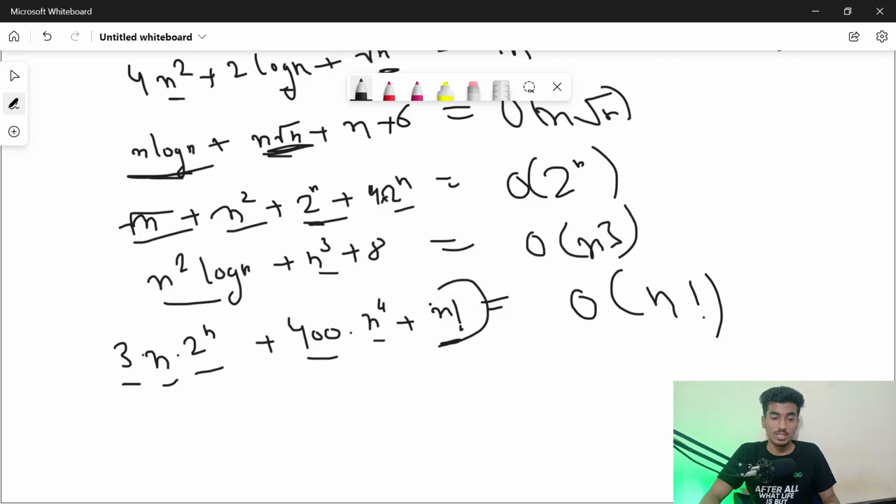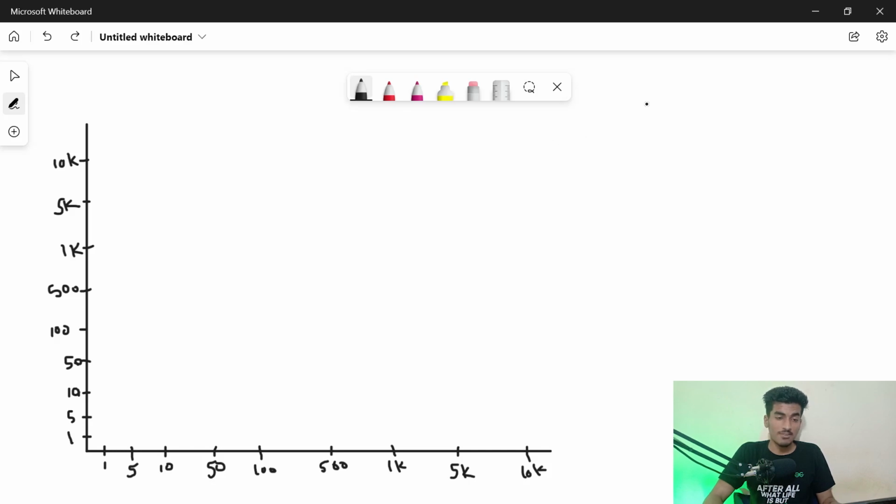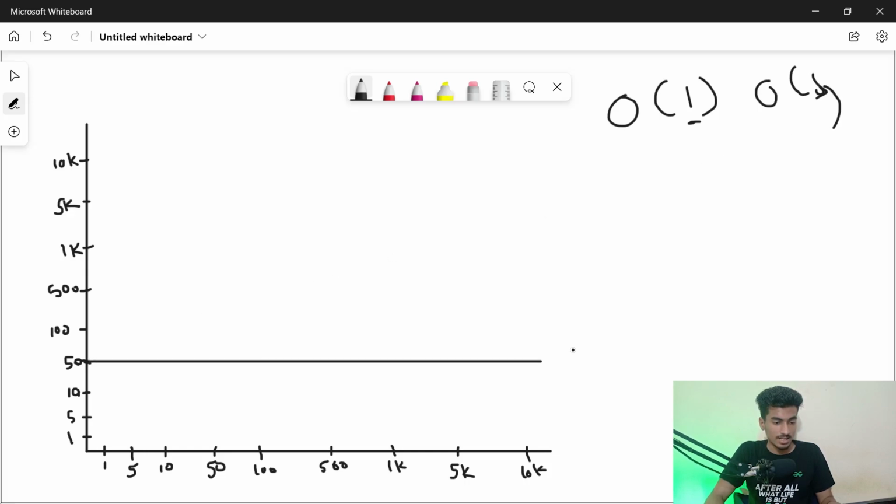But how do I know that n factorial is greater than this n to the power 4 or this exponential? So let me just tell you by creating a graph. So here is our graph, and first we will see what is the value of O of 1. If we are writing O of 1, that means our time complexity is constant. Suppose it is O of 50. So we will draw a straight line here. That is the time complexity of our O of 1.